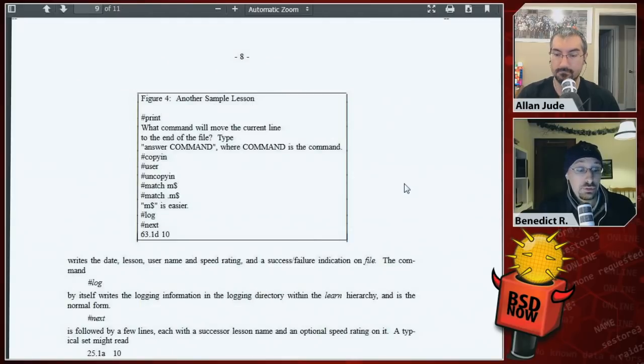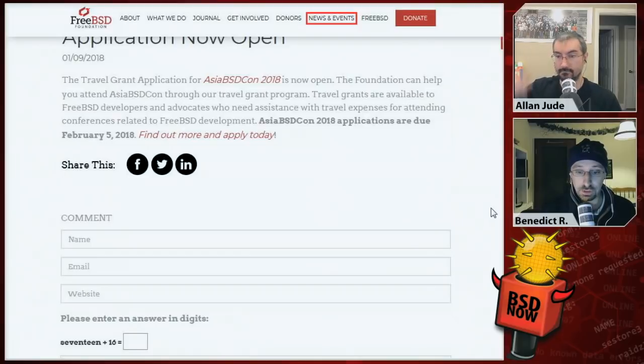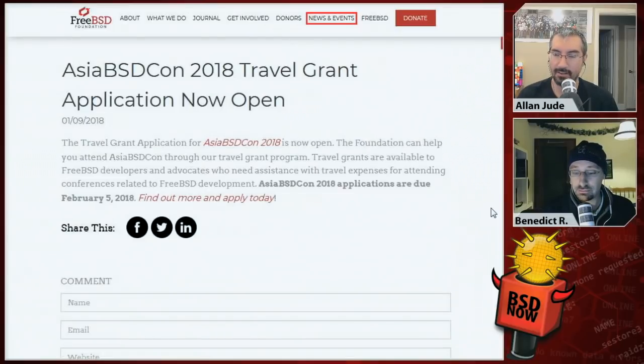And we have a bunch of news for AsiaBSDCon 2018. First of all, if you're still considering it, there is now a travel grant application open at the FreeBSD Foundation. So if you need a bit of financial assistance to be able to attend the conference, that's one of the things the FreeBSD Foundation does. The value in the conference is getting to meet the other people and having all those resources in the same place so we can have the conversations that can only happen in person. And if you need some help to get there to be part of that, that's what that's for.